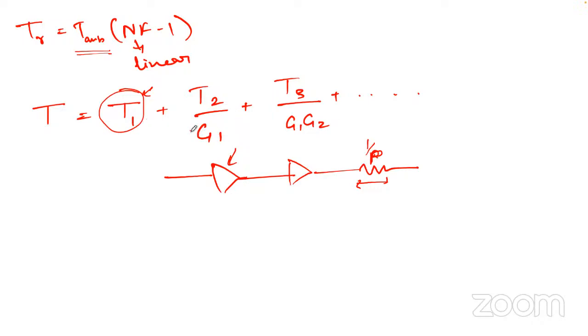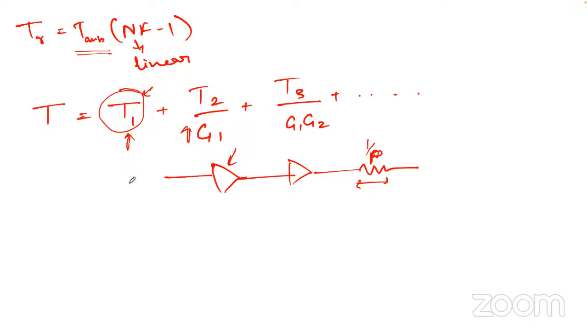If this has very high gain, then what will happen? All the other components will have very minimal effect, and the maximum effect is contributed by the first stage itself. Okay, this is how it is.